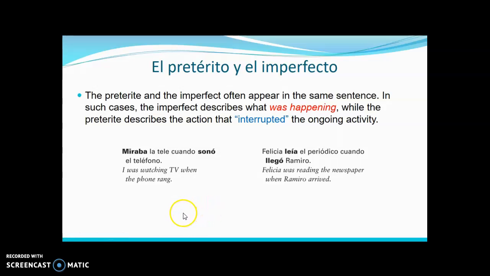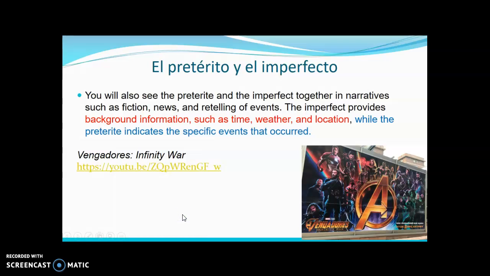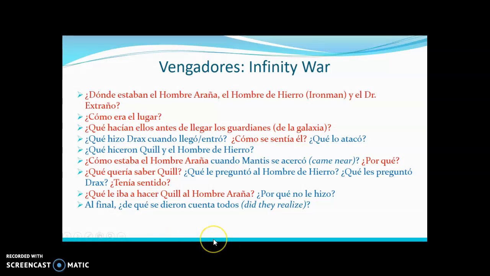Okay, the next thing I would like you to do is to watch this little clip that I have of Vengadores Infinity War. Okay, you're going to see the preterite and imperfect together in narratives such as fiction, news, retelling of events. The imperfect is providing background information, such as the time, the weather, the location, what people were doing, while the preterite indicates specific events that occurred. Okay? So, using the PowerPoint, what I would like you to do is watch the video. You'll have to go into the PowerPoint and watch the video, and then, if you notice, the imperfect I have in red. It's giving us the background information. Okay? The preterite is in blue. And you're going to see a mixture of questions. So what I'd like you to do after you watch the video is to answer these questions.